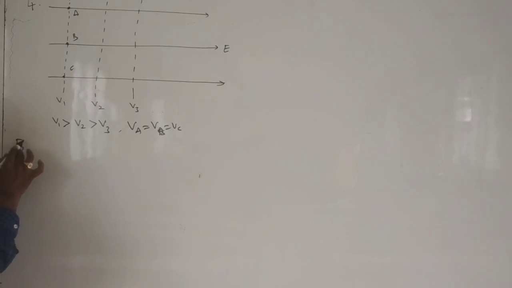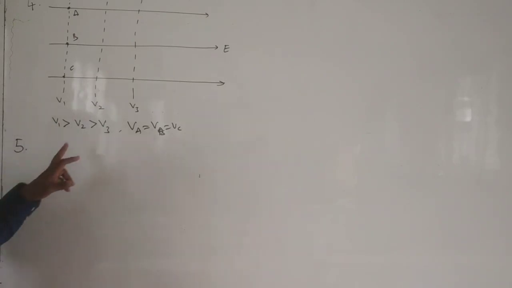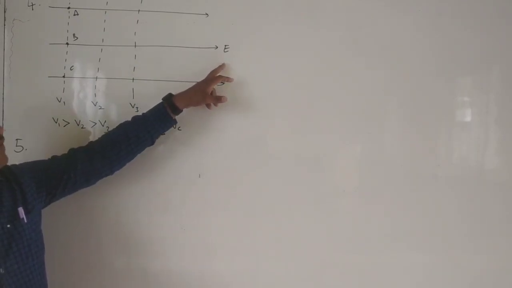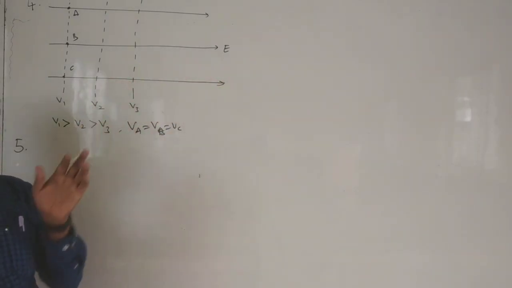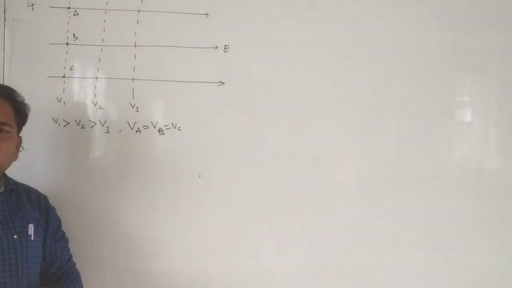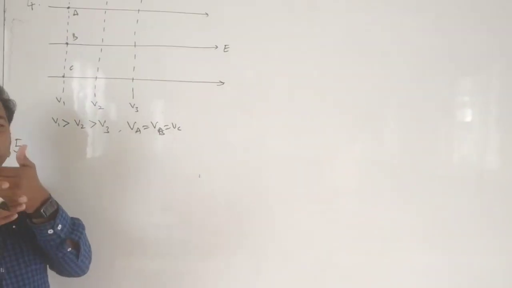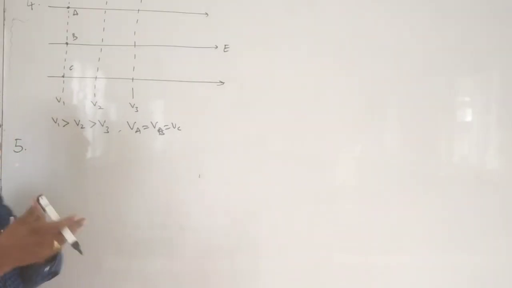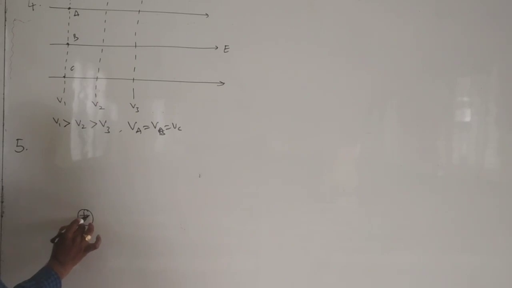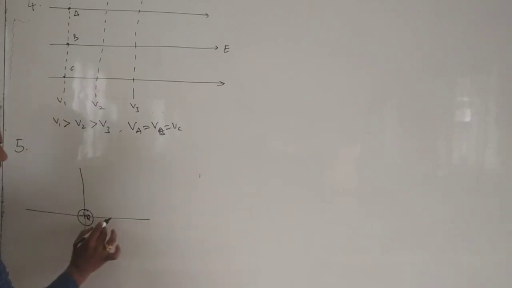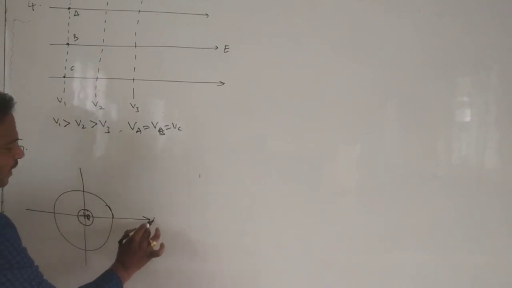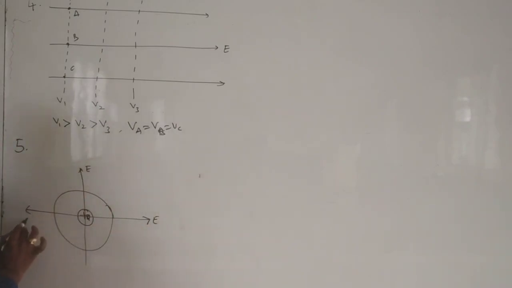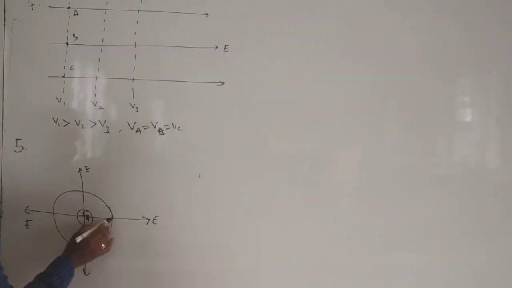Next, number 5. Electric field and equipotential surface are always perpendicular to each other. Otherwise, the electric field lines are perpendicular to the equipotential surface. Suppose this is a plus Q charge. So how are the equipotential surfaces? They are perpendicular to the field lines, like this. Now what is the component of electric field along the equipotential surface? It is 0.